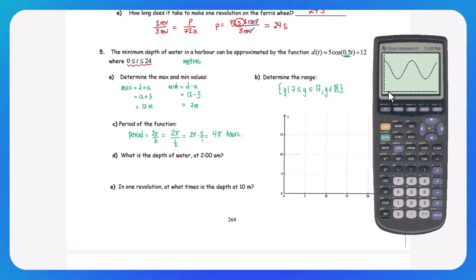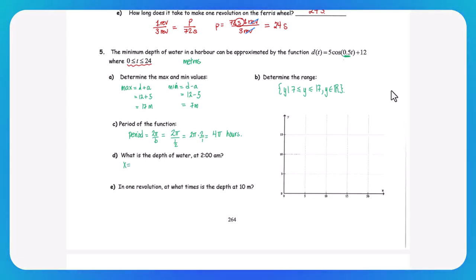So I want to know when X equals 2, because if we're thinking of a 24-hour clock, midnight is hour 0, right? And going all the way to the next midnight would be 24 hours. So 2 a.m. would be 2 hours. So that's when X equals 2. So how do we do that in our calculator? Well, remember, we go second trace. And we're going to hit 1 for value.